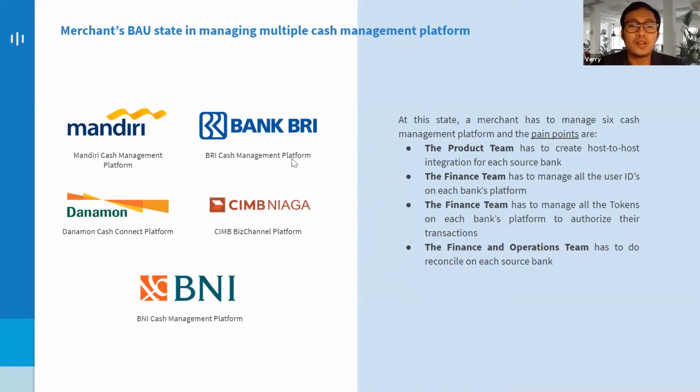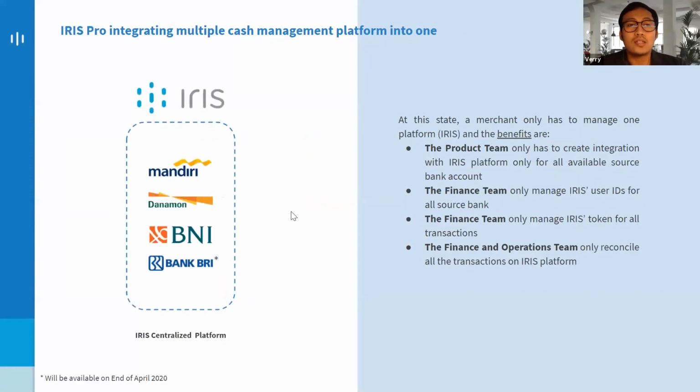So as a finance ops, you need to make sure you have enough balance from each of the banks, and then you need to manually input one by one from each of these cash management platforms to execute the payout operation accordingly, right? So what is Iris Pro, right?